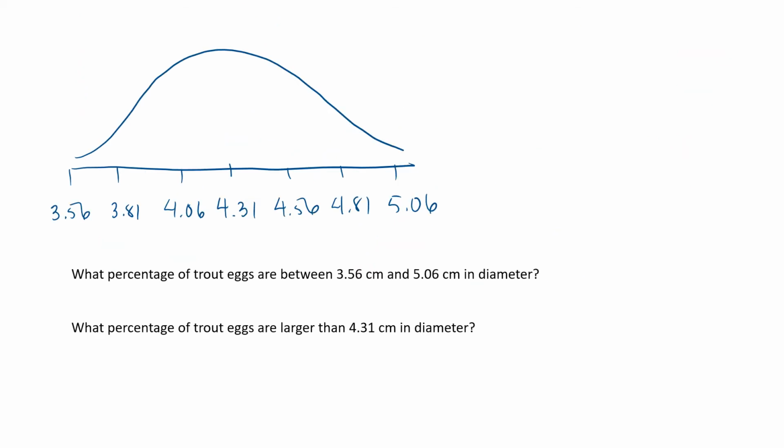So let's take a look at the same distribution. This is still about rainbow trout, and so we're talking about egg diameter in millimeters. And this should have been in millimeters here, sorry.